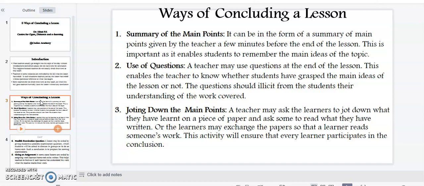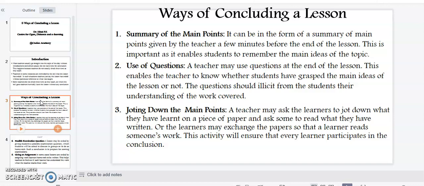Number 2, use of questions. A teacher may use questions at the end of the lesson. This enables the teacher to know whether students have grasped the main ideas of the lesson or not. The questions should elicit from the students their understanding of the work that has been covered.